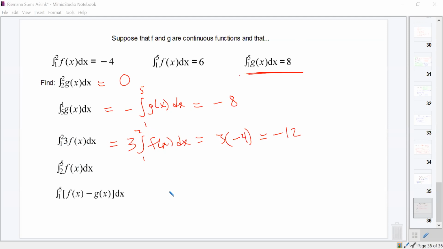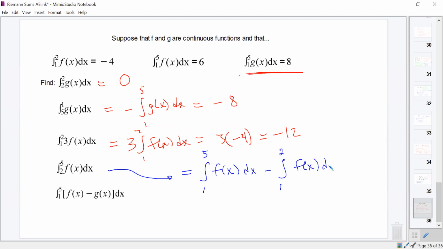All right, and what about the second to last one, from 2 to 5 of f of x. I don't have 2 to 5 up here of f of x, but I do have more than 2 to 5, right? I have an integral from 1 to 5. And what would I need to subtract from that to get just 2 to 5? I'd have to take off the section from 1 to 2, which I also have. Good or no?